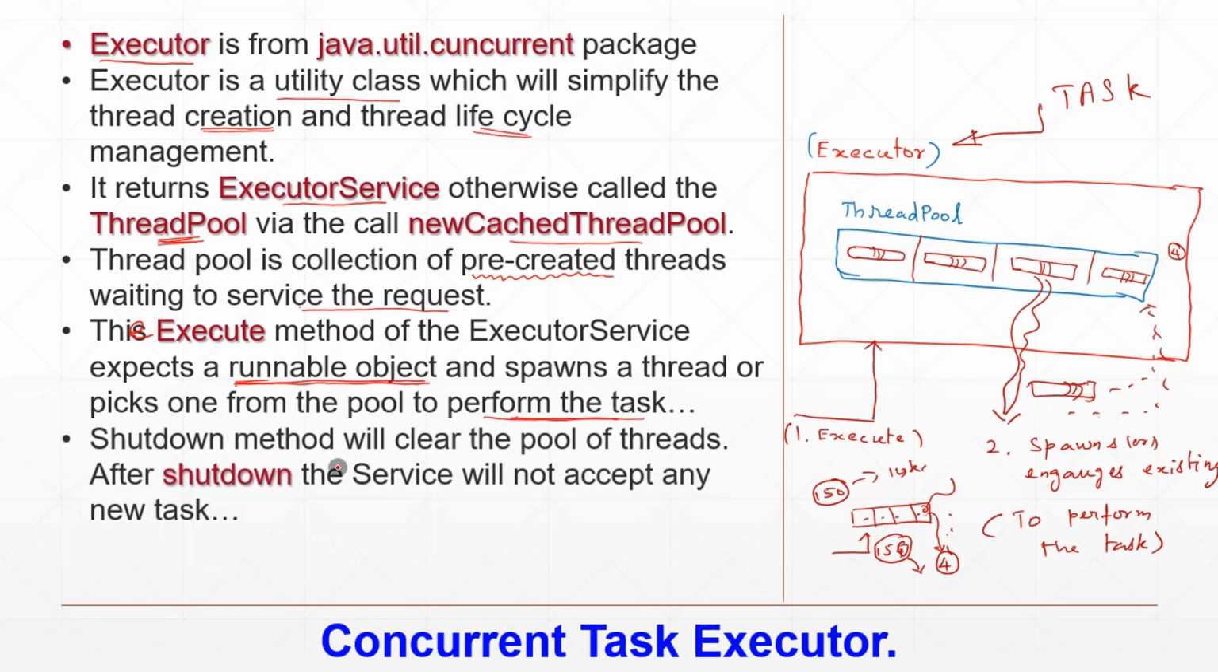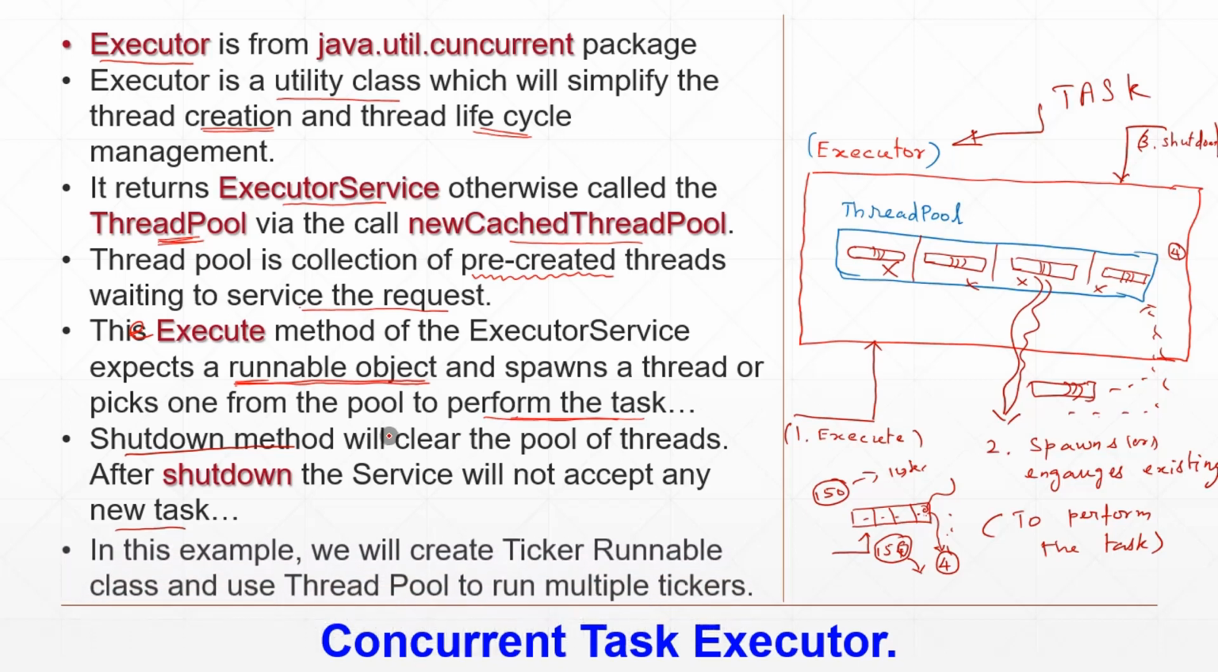So the shutdown method will clear the pool of threads. So this is the collection of threads. You can execute, you can make a call to shutdown. The shutdown method will clear the pool of threads. After shutdown, the service will not accept any new task, because we already shut down the executor service, and all the thread pools or threads will get cleared out. So you cannot make a call to execute since we already shut down our executor service.